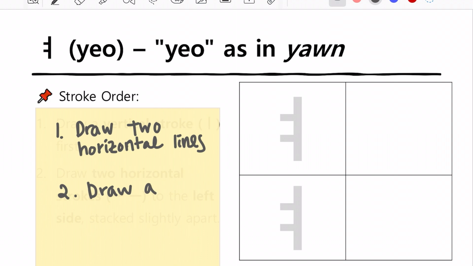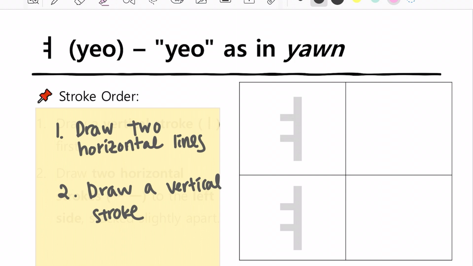Moving on, we have Ya. Ya as in yawn. Let's move on to the stroke order then. First, draw two horizontal lines on the left side first.